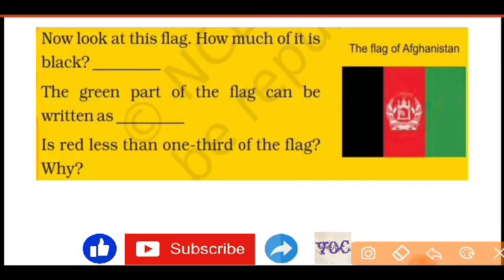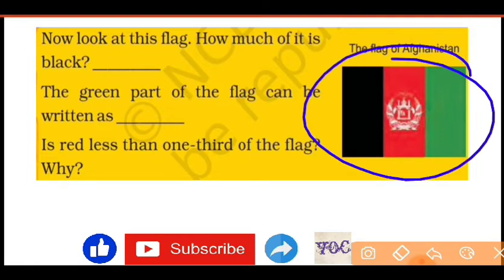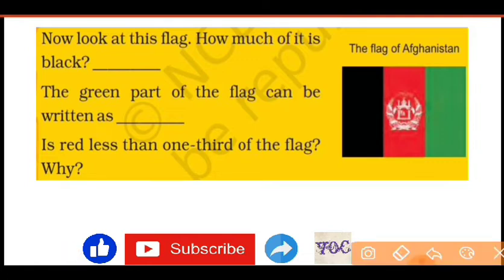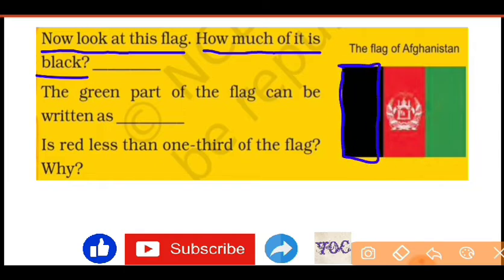Next, just below that you will see another flag, that is the flag of Afghanistan. The flag of Afghanistan, you can see it is also in rectangular form. So what to do there? There is some question. Now look at this flag. How much of it is black? So you can see again there are 3 parts. Okay, this one is the black part, this is the green part, and this is the red part.